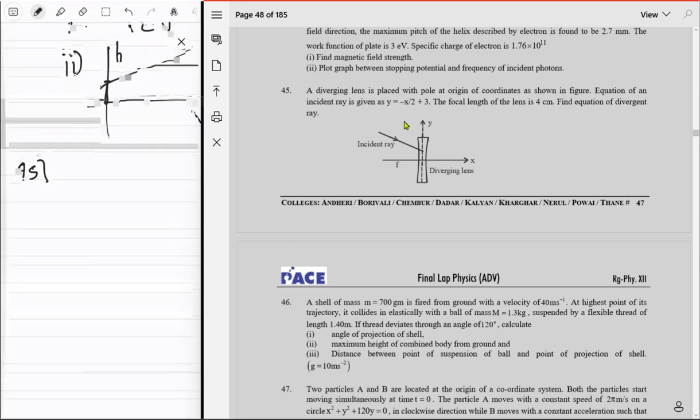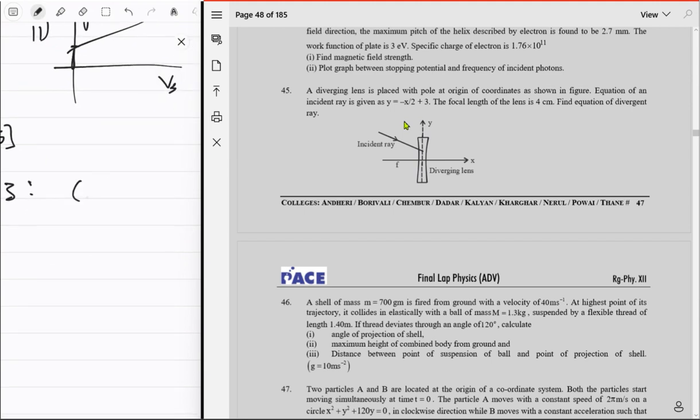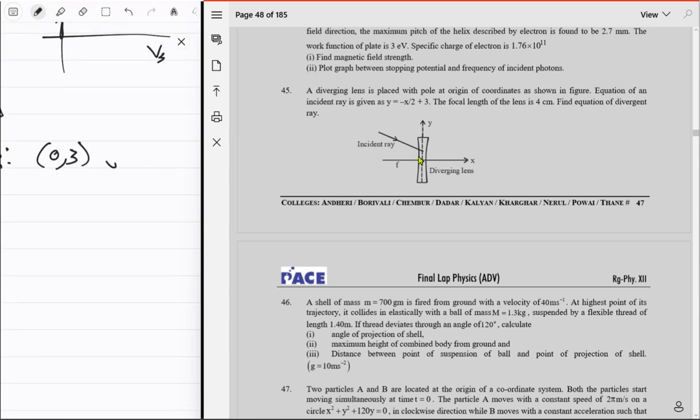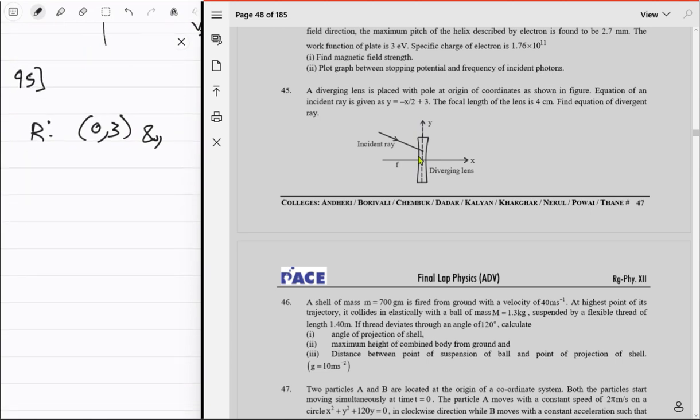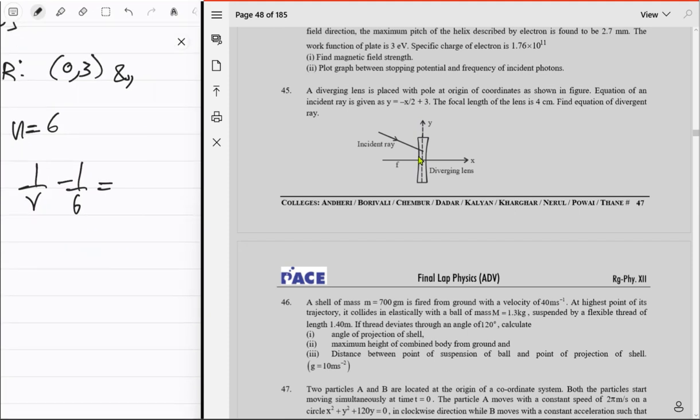Okay. So we have two points on the incident ray, and on the refracted ray also two points. One point is just this point, when x equals 0, y equals 3, like (0,3). The other point we will have to figure out. Your u is just 6, right? Okay, so 1 upon v minus 1 upon 6 is equal to 1 upon f. Focal length is 4 centimeter.